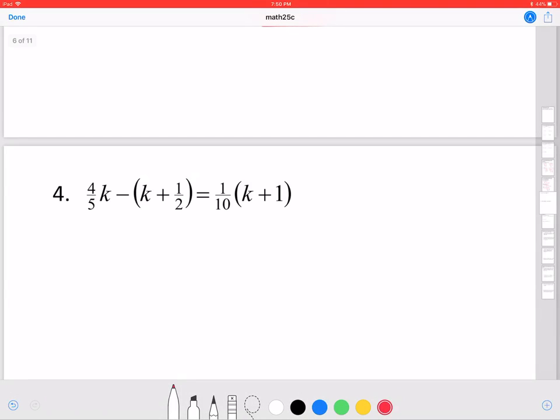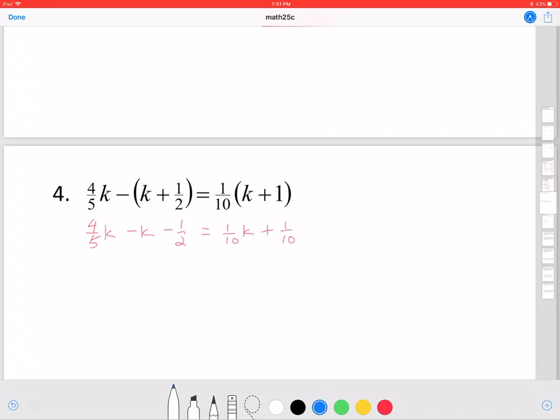Okay, it's getting uglier and uglier. We now have fractions outside and inside. I'm going to take this one at a time. What I'm going to first do is leave the fractions alone and just distribute the negative. Minus k minus half is equal to 1/10 k plus 1/10. I just removed the parentheses, and I did this because it is a much safer way to do it.